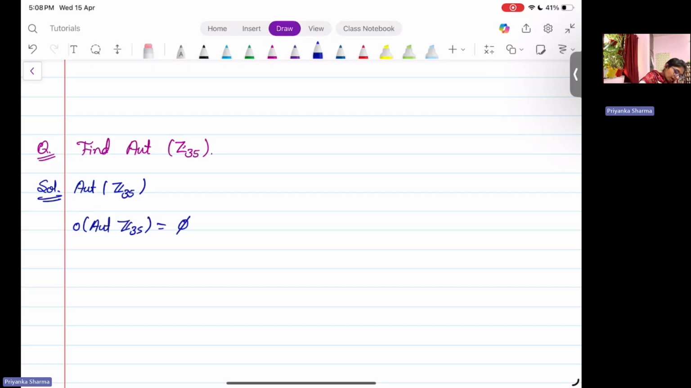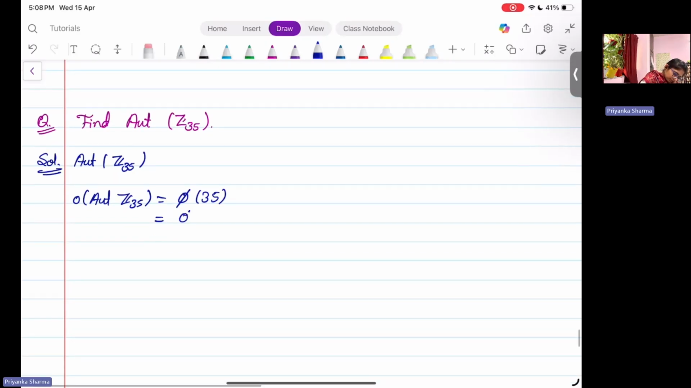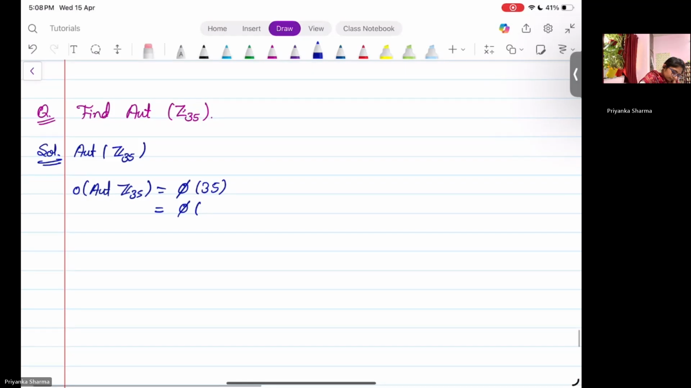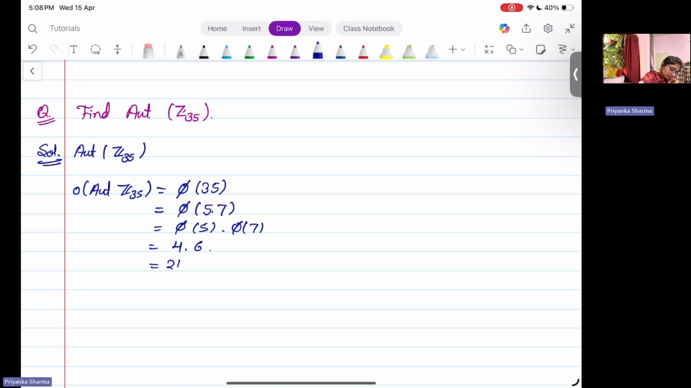This is phi of 35, which is phi of 5 into 7, which is phi of 5 and phi of 7. So this is 4 into 6, or this is 24. That is the order of this automorphism group of Z35, that is 24.